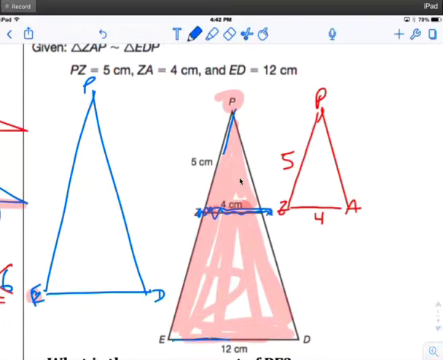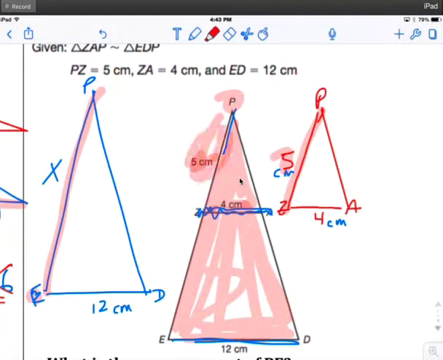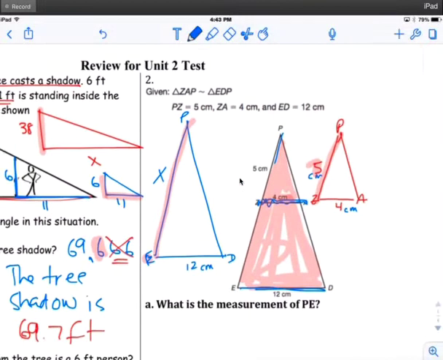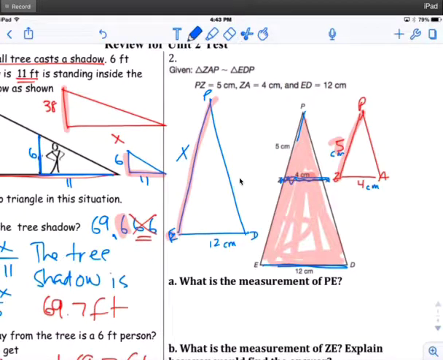And we know for sure this length is 12 centimeters. Okay, 4 centimeters, 5 centimeters. Okay, now this 5 goes to this one right here, so we can't use that one. Okay, so our unknown length then is this one, X, right there. So this side, because it corresponds to this 5 that I just highlighted. So after that, you can answer the question, what is the measurement of PE, which is X here?